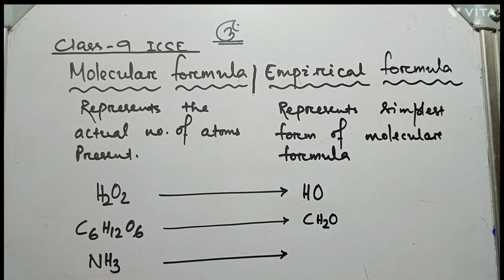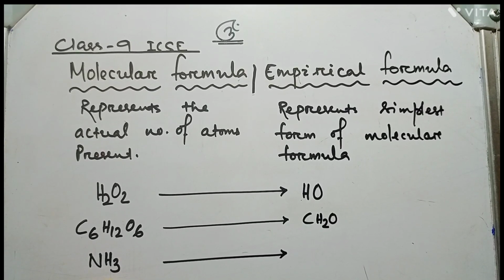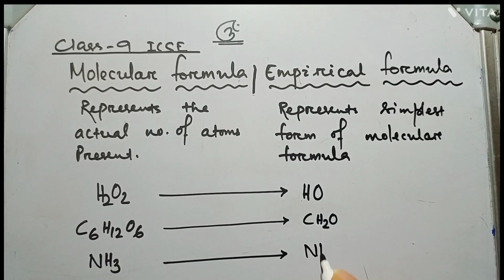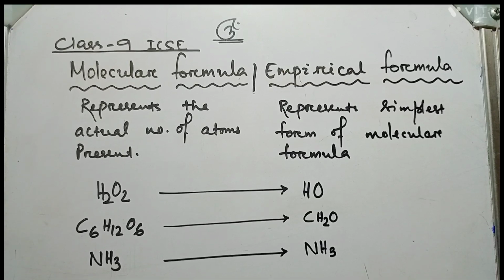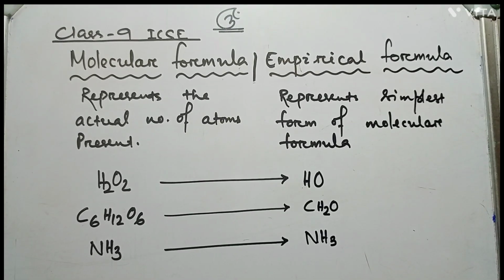Okay. Now let's take one more example, that is NH3, ammonia. So the common number to be divided here is 1, because the HCF of 3 and 1 is 1. So 1 by 1 is 1 and 3 by 1 is 3. So the empirical formula of ammonia will still be the same, NH3. So this is the difference between the molecular formula and empirical formula.